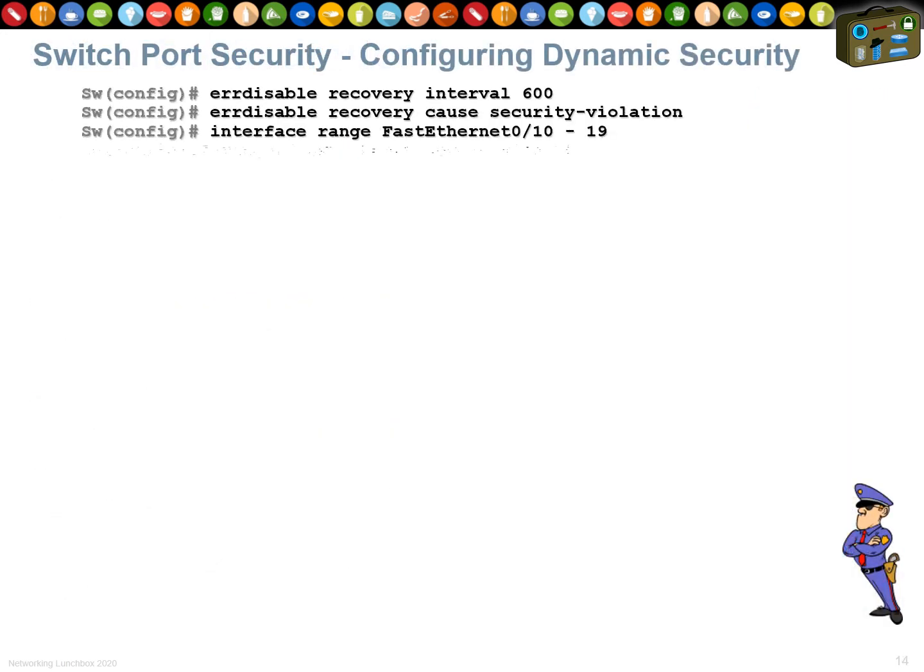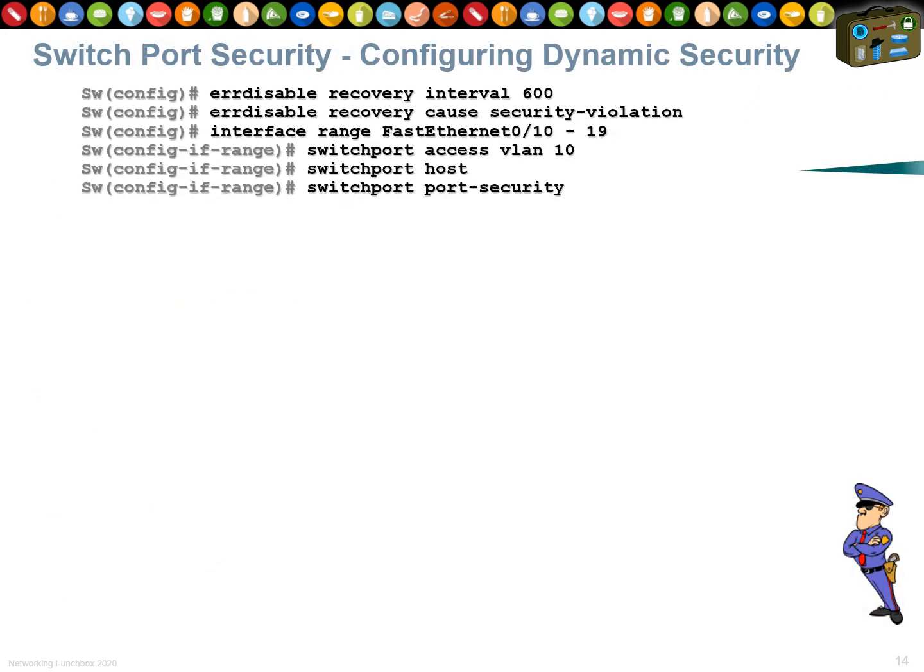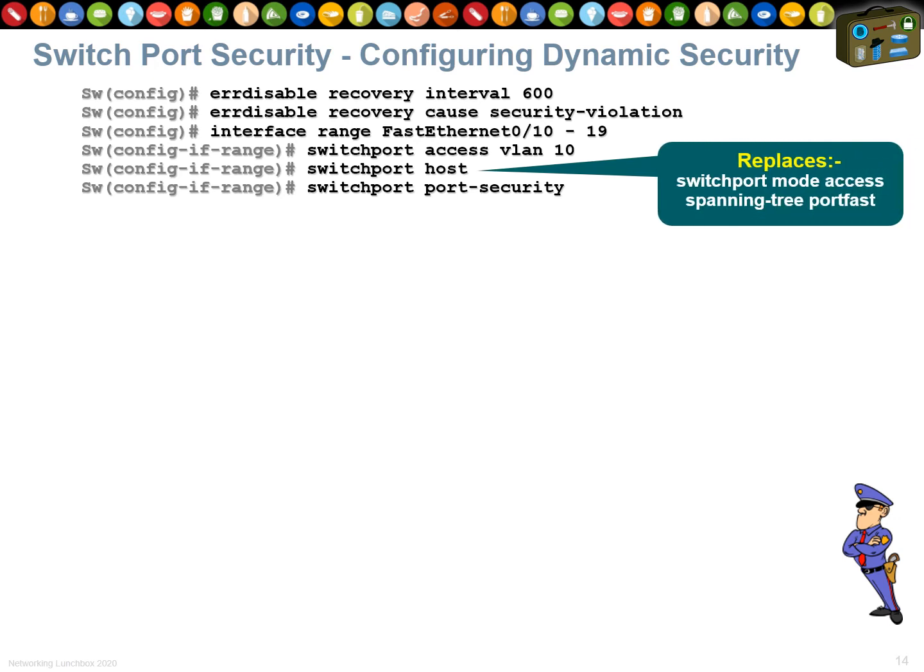So let's have a look at some of these commands. When a switch port decides that port security has disabled that port, it actually goes into a state called error disable. And that's as good as shut down. Now, that will stay in error disable forever, or until that switch loses power.